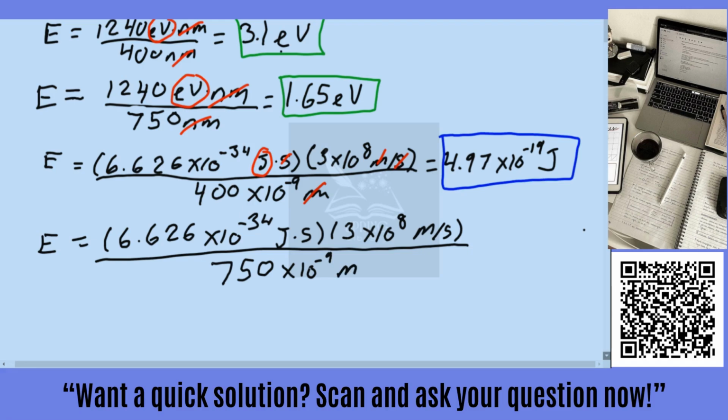So units here, I have meters and seconds both cancel out again, which is good. It means I wrote the equation the exact same way twice as far as units go, and I am left with joules. So the answer after plugging into the calculator gives me 2.65 times 10 to the minus 19 joules.